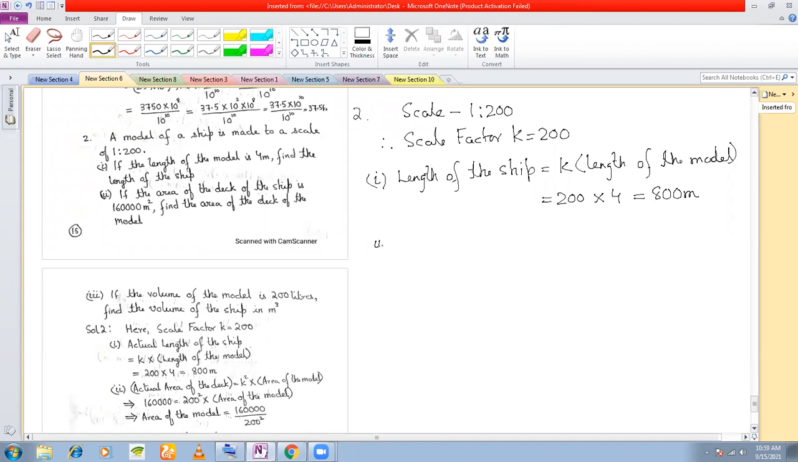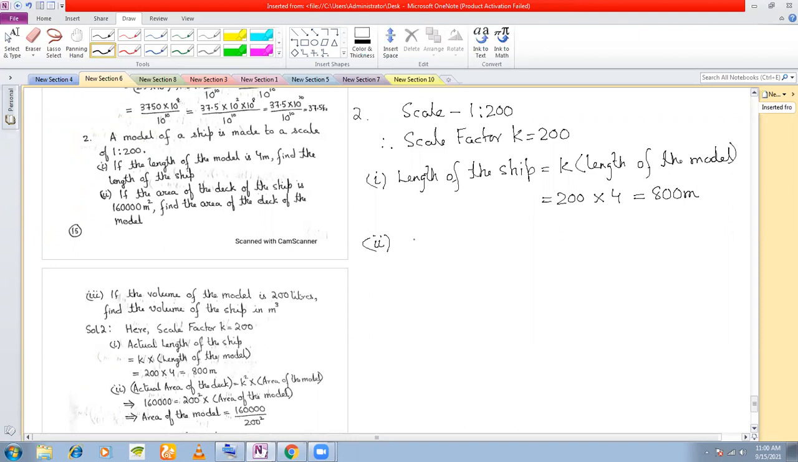Normally in questions, they will specify the units. If they ask you to find in kilometers, they will write in brackets, find in kilometers. But since meter is a sufficiently good unit for actual measurement and for model measurement also, we leave it at meters.